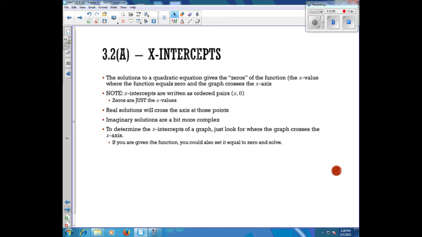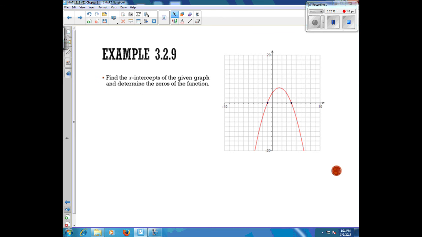When we're talking about quadratics, solutions with real answers will cross the axis at those points. Okay, so if we don't have any i's in our solutions, then what we're doing is finding the points where the graph crosses the x-axis. If we do have i's in the solutions, then the understanding of that is a little more complex. So to determine the x-intercepts of the graph, just look for where the graph crosses the x-axis. Okay? If you're given the function, you could also set it equal to 0 and solve to determine the x-intercepts.